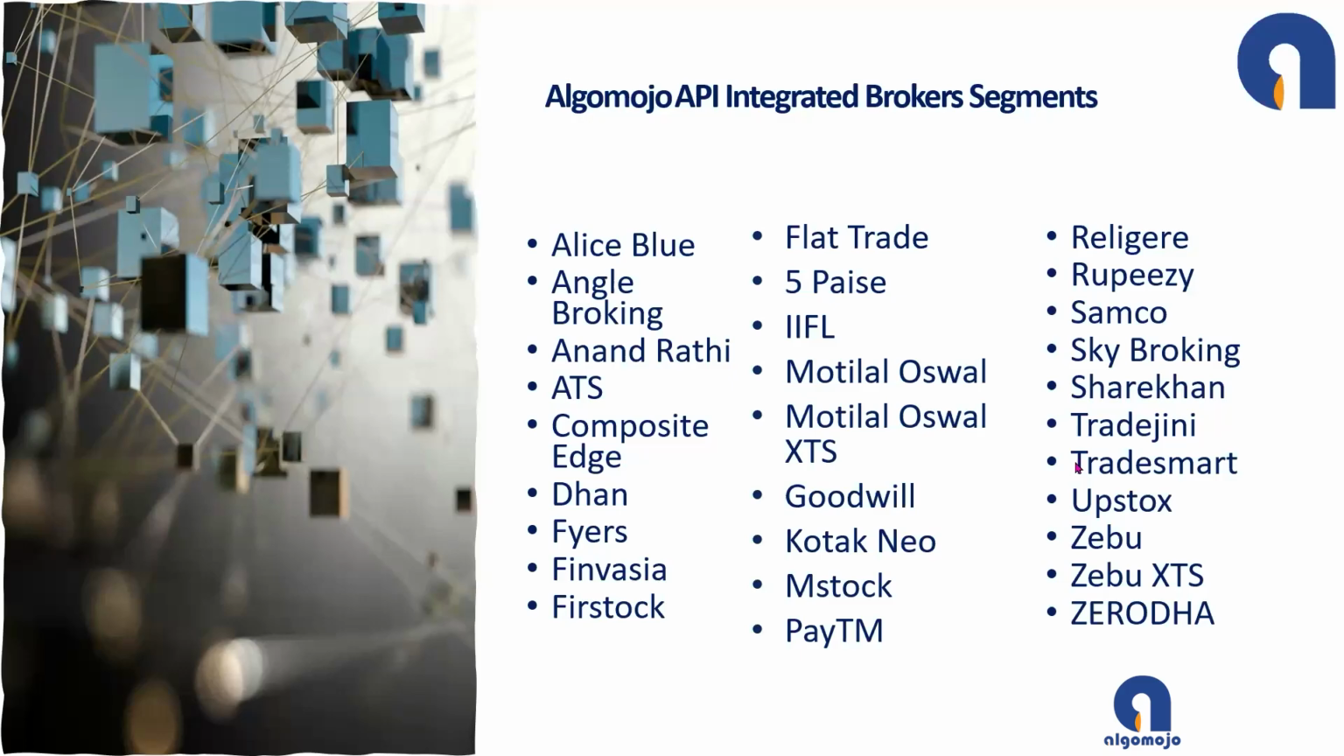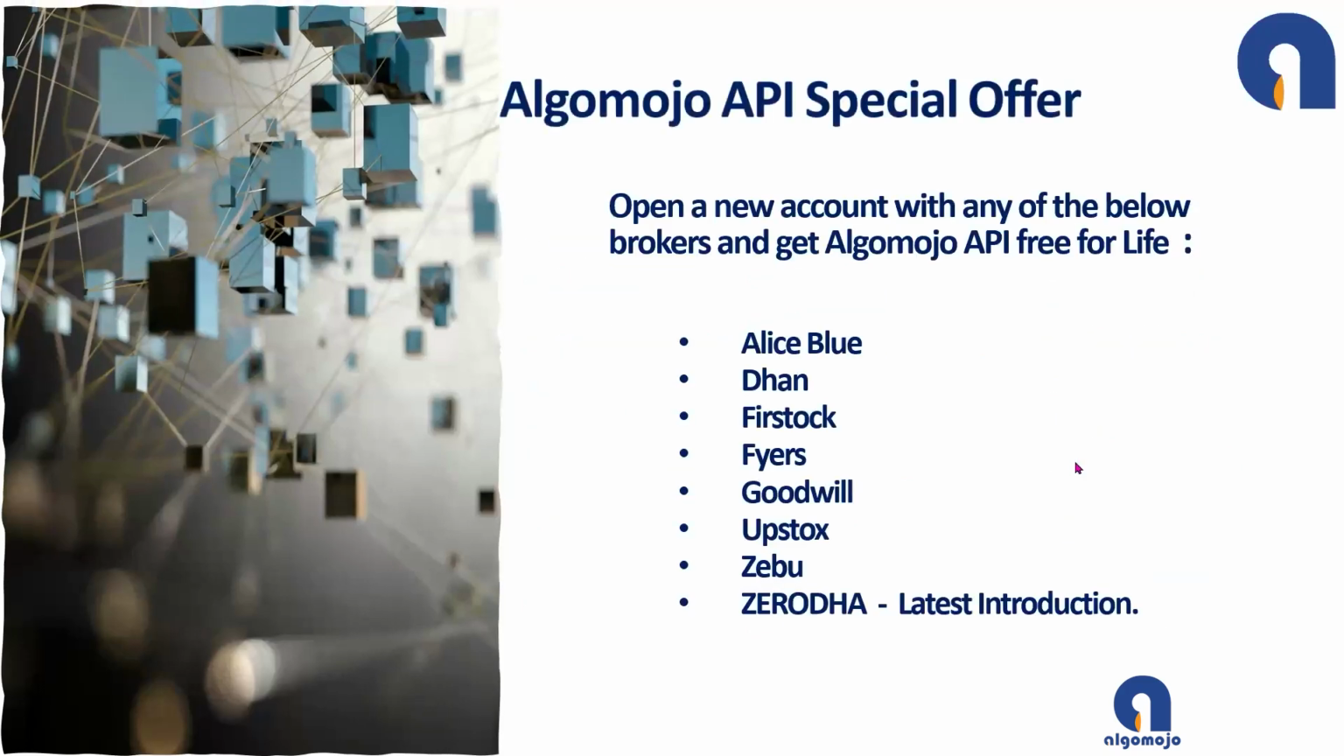And in terms of subscription, you have three options. You have a monthly option, half yearly option, and a yearly option. On a yearly basis, it works out to 6,000 rupees per year, which is 500 per month. So we try to keep the cost as low as possible. And we have also done a tie-up with these seven brokers. In case you open a new account with any of these seven brokers, you will get the Algomojo subscription.